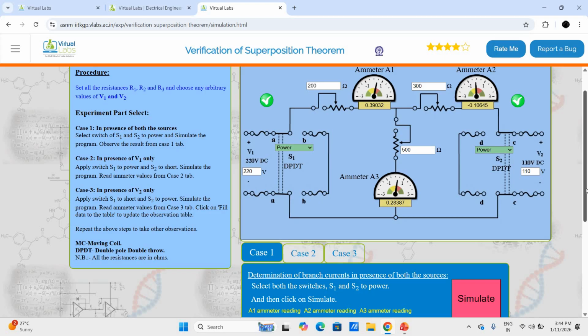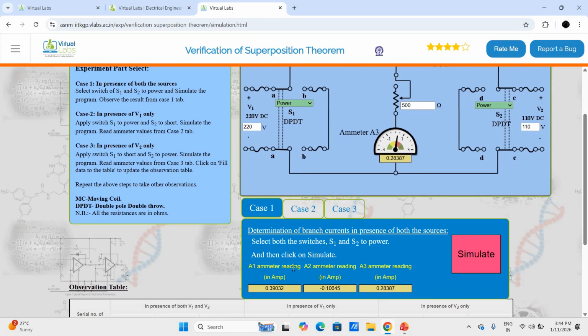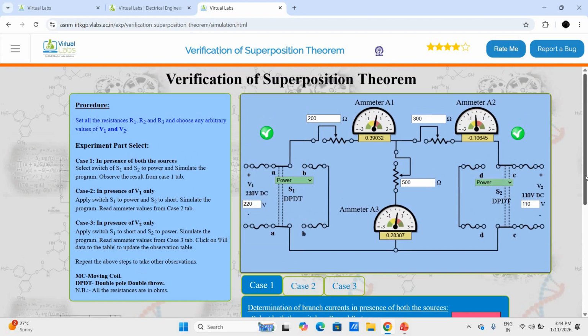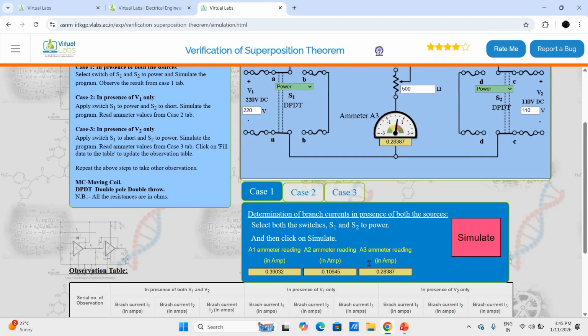Now the current is present: the current through A1 is 0.39032 ampere, the current through A2 is minus 0.10645, and in the A3 ammeter the current is 0.28387. Here A1 represents the current flowing through the 200 ohm resistance, A2 represents the current flowing through the 300 ohm resistance, and A3 represents the current flowing through this 500 ohm resistance. So this is the current when both the sources are present.